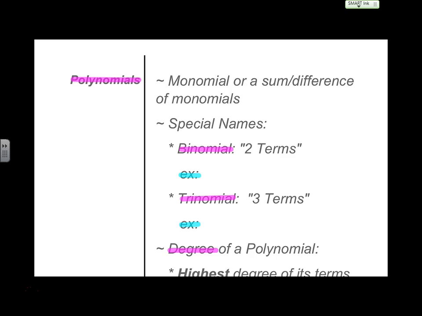And as you guys are writing, let me show you some examples of polynomials. Word for word, important. Polynomials. Like polygon, polynomials. A polynomial is a monomial, could be one, or a sum or difference of monomials. So it could just be one, or it could be a sum and difference of several.